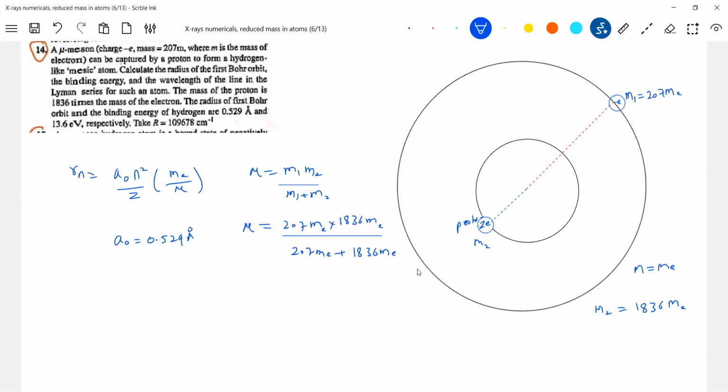Calculate the radius of the first Bohr orbit. So what should I substitute? n equal to 1. What about Z? What should I do with the Z? It should be equal to 1, no? Okay, I think you are able to manage. It's all about just the formula, no? Nothing big.